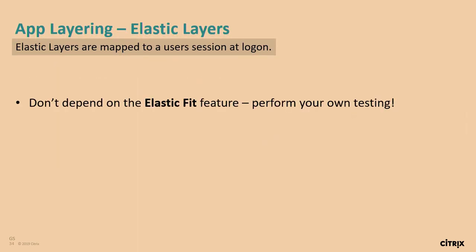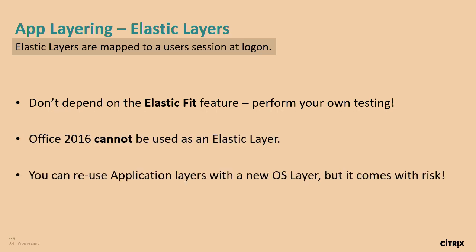And don't depend on the elastic fit feature. If it tells you that an application won't work elastically, that does not necessarily hold true. The only way to truly determine is to carry out your own testing. Office 2016 cannot be used as an elastic layer. And you can reuse application layers with different OS layers, but that comes at your own risk. So for example, if you create an app layer with Windows 10 and try and use that on a 2016 OS layer, it might work, but if it doesn't, you'll not get any support from Citrix.